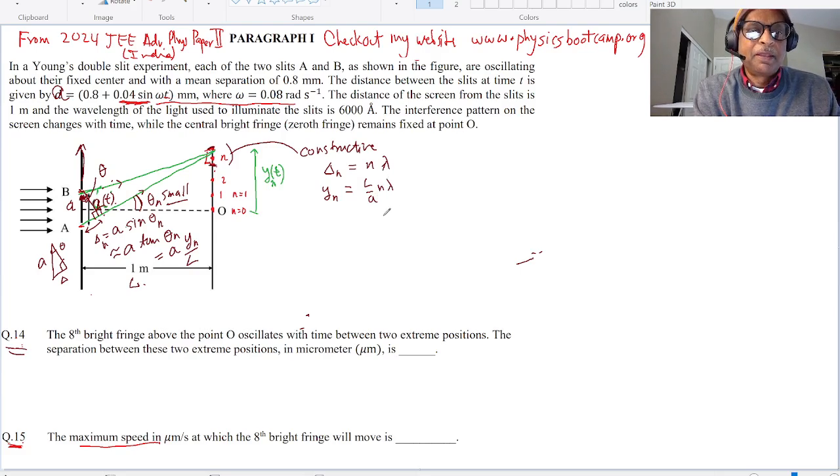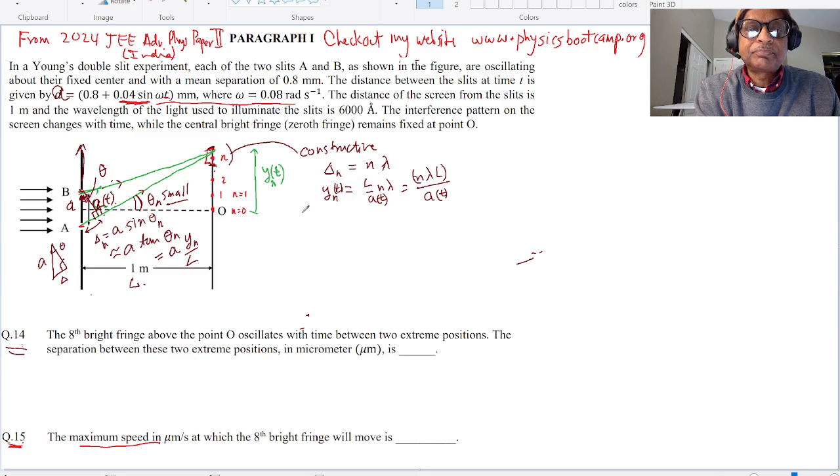And A is the only thing that's changing with time. So these things are fixed. So n lambda L over A, which is a function of time. So this was changing. So clearly y will be maximum when A is minimum, and y will be minimum when A is maximum.